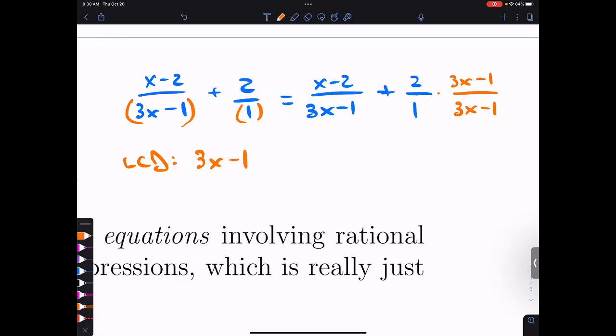This is the same way I would do this if I was adding a half and 2. Any other fraction added to a whole number, I just figure out how to write the whole number in terms of that same fraction. That's the same thing that we're doing here. It just looks a little scarier because it's an algebraic thing.